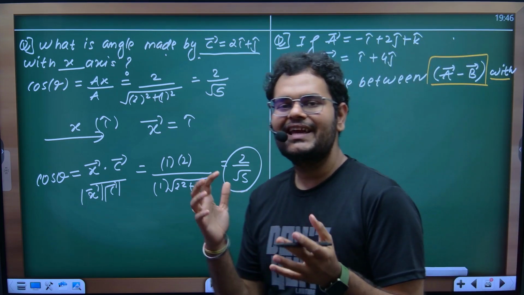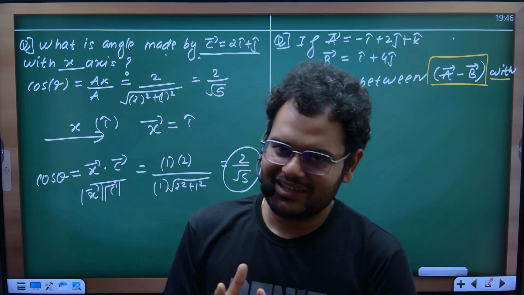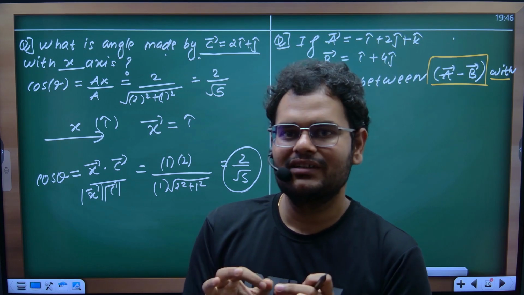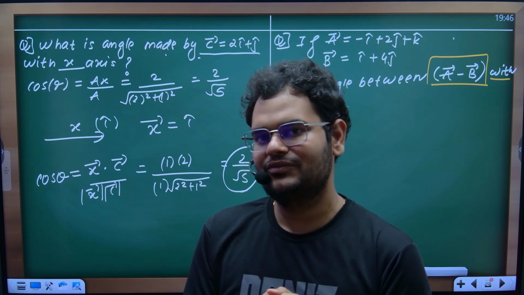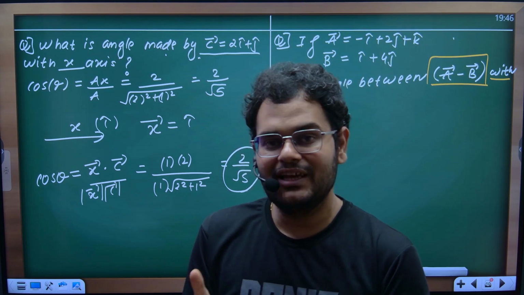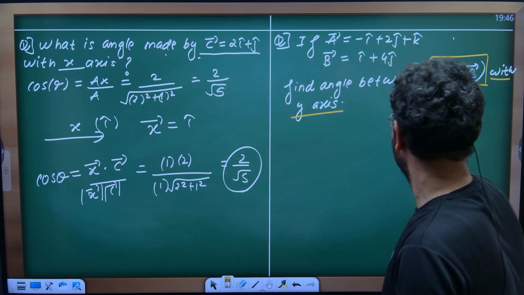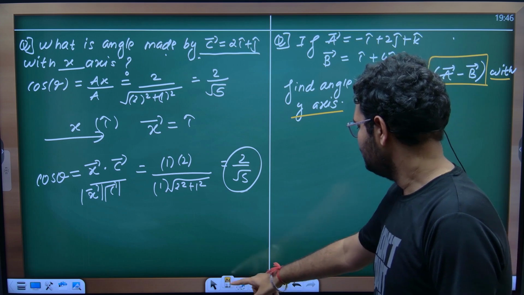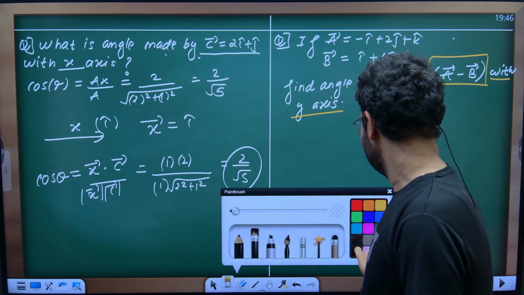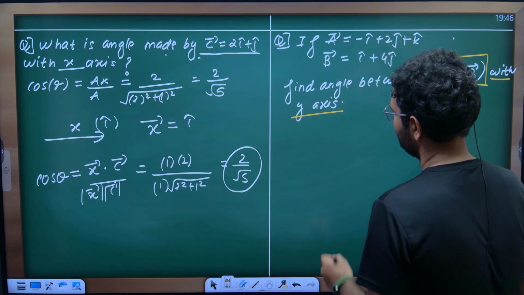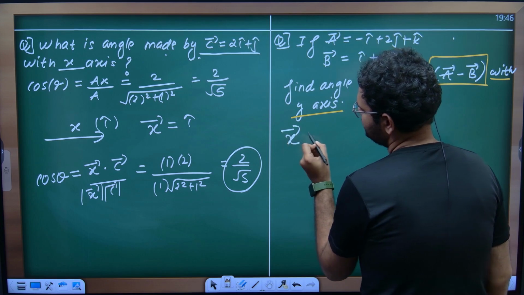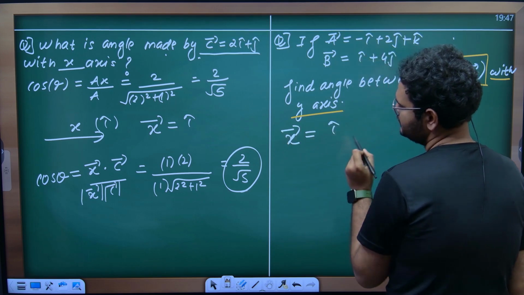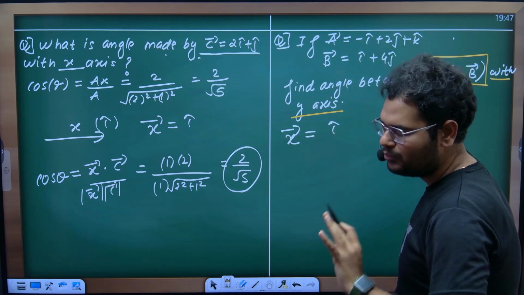How should I tell, sir, the angle between A vector minus B vector with the y-axis? You taught A vector with x-axis, y-axis, z-axis, and the angle between A and B. But what about this? Very easy. You tell me what is the x-axis vector. Sir, the x-axis vector is simply I cap. Just now you told. Yes, we can assume that, no problem at all.